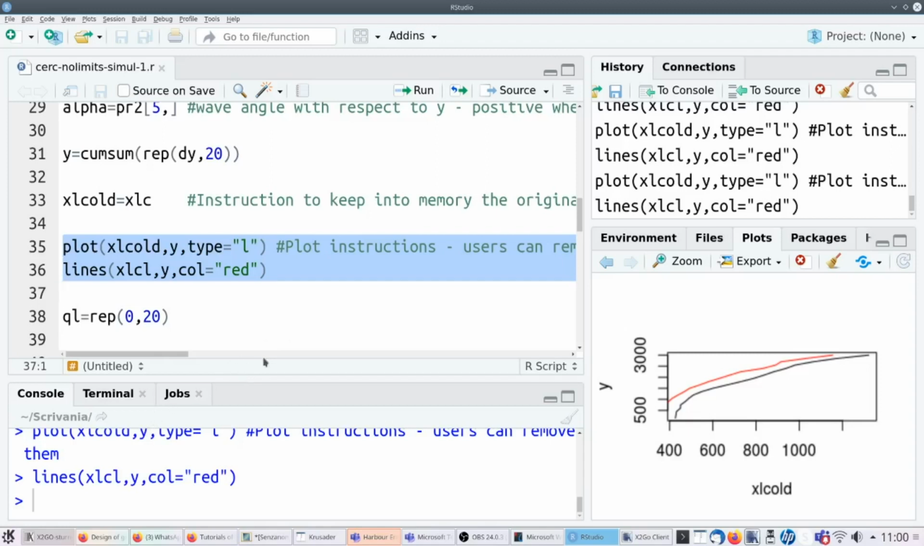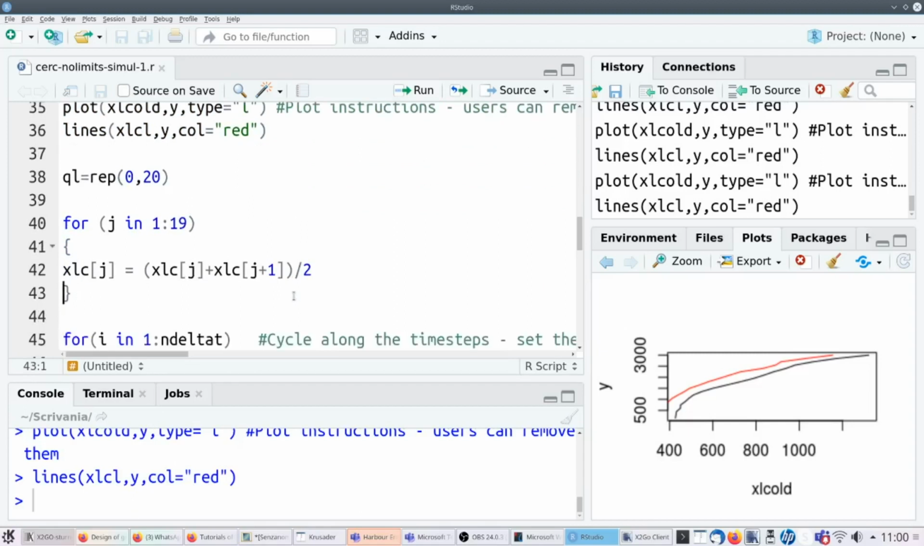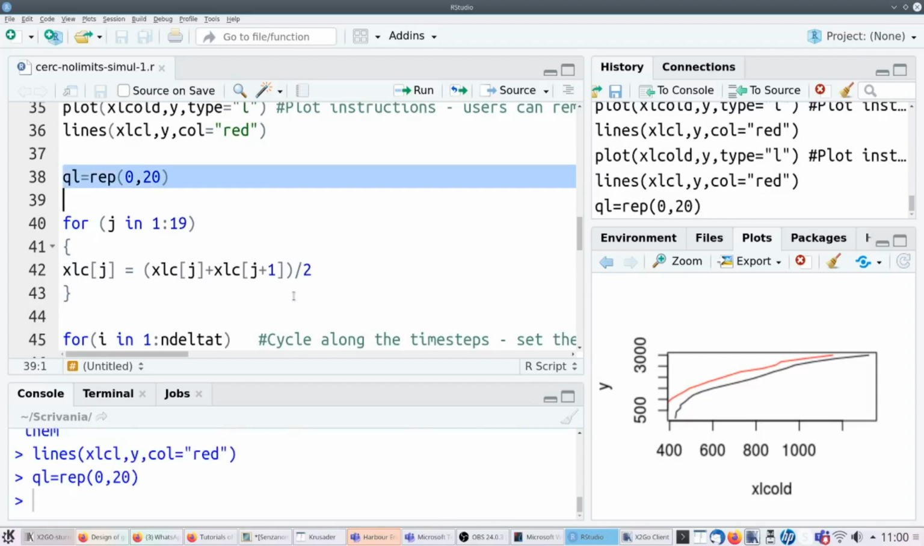Okay, very good. So this is the red line, the limiting position. Now we are ready to start our computation. Let me first of all create a vector QL, a repetition of zeros, and we will see what is the meaning of this vector.